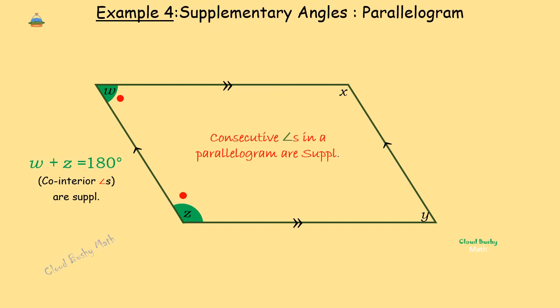Similarly, X and Y are consecutive angles. Being in a parallelogram means they add up to 180 degrees. W pairs with X and Y pairs with Z.